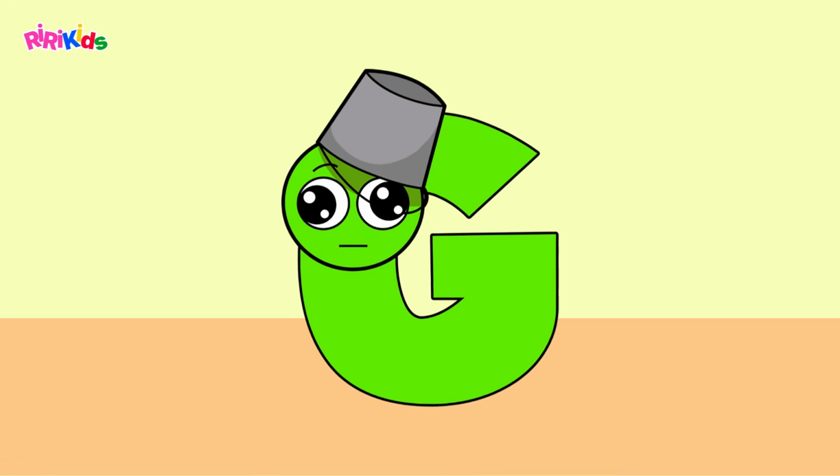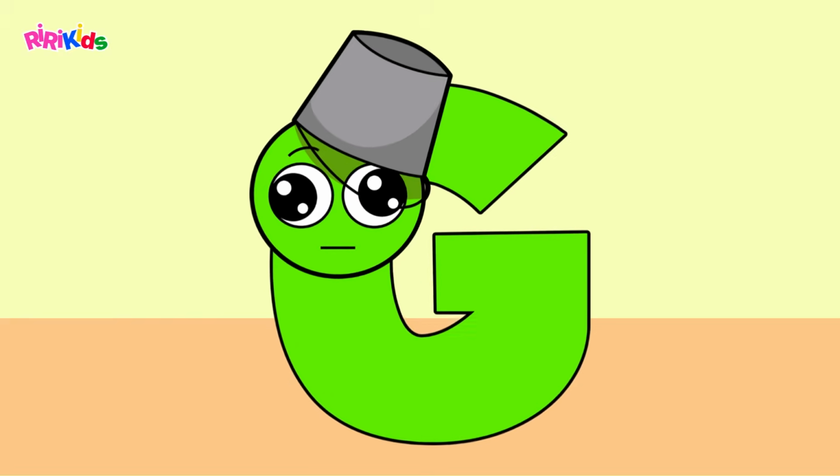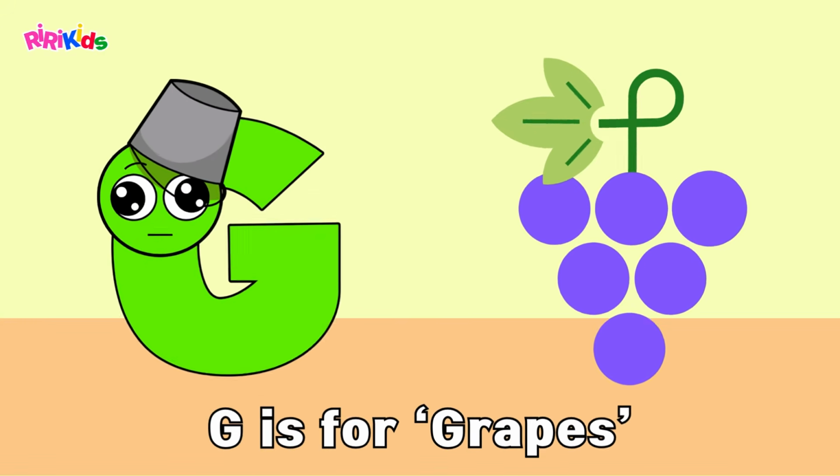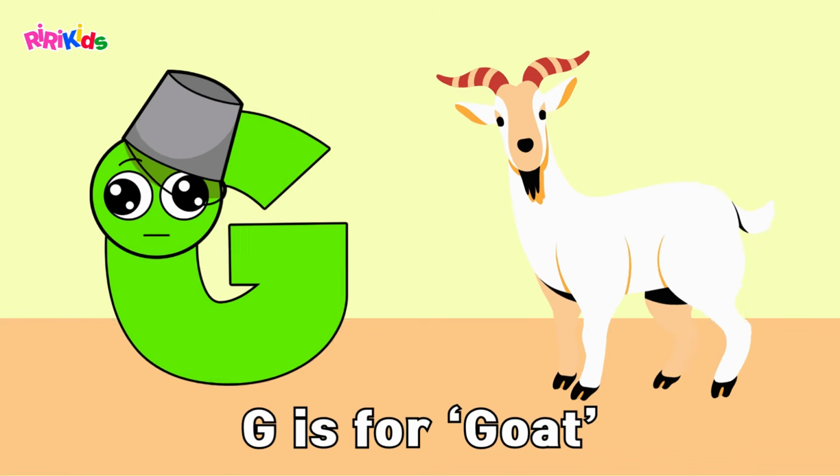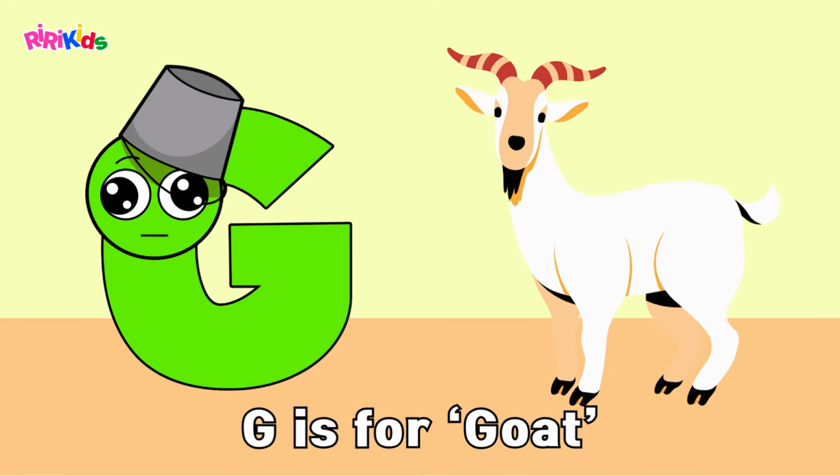G. This is the letter G. G is for grapes. G, grapes. G is for goat. G, goat.